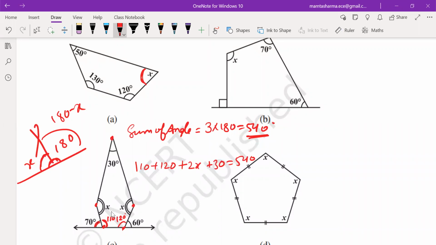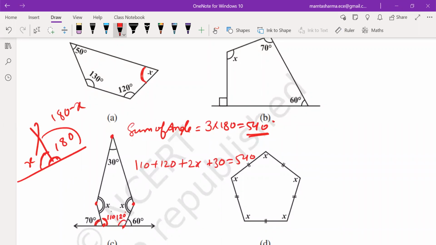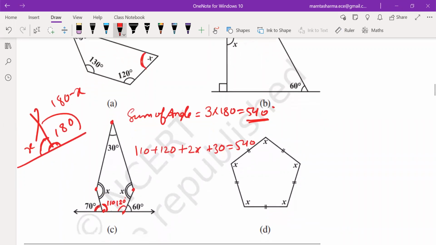Ma'am, I have a small question. Ma'am, are my answers correct? Are you saying for C1 or D1, ma'am? C1. I am saying for C1. Let me check. Ma'am, I will send the third and fourth answers. 110 plus 120 plus 30 minus 540 divided by 2. Yes, 140 is correct. For C, 140 is correct.